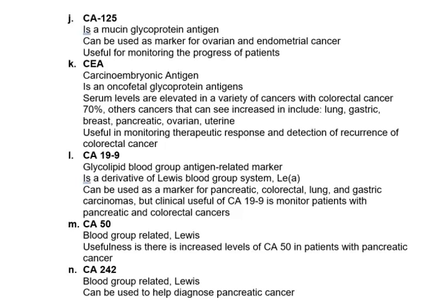Next is CA50. It's a blood group related Lewis. Its usefulness is that it is increased in levels in patients with pancreatic cancer. And the last tumor marker is another blood group related Lewis, CA242, and it can also be used to help diagnose pancreatic cancer.